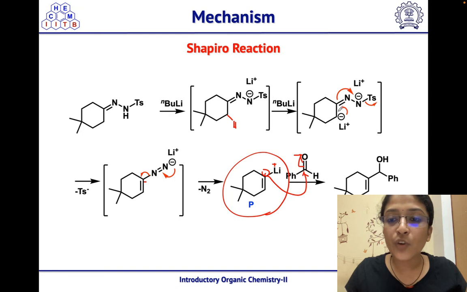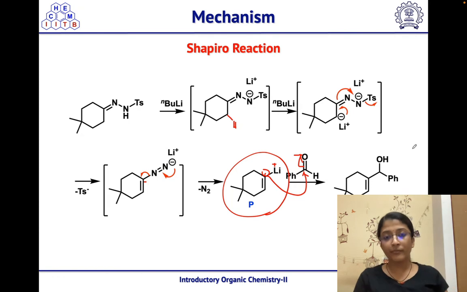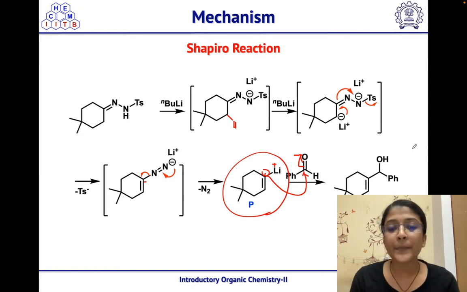So here a double bond will form, the carbon nitrogen double bond will break, and a nitrogen nitrogen double bond will be formed. Now once the negative charge on nitrogen is falling down, nitrogen gets removed, and a negative charge is formed on this alkene. So it will be neutralized by the Li plus, which is the counter cation. Here we can see this will be Li plus and C minus. So this will go and attack on this benzaldehyde, and we will get this secondary alcohol Q. Is the mechanism clear? Any doubt regarding the mechanism?